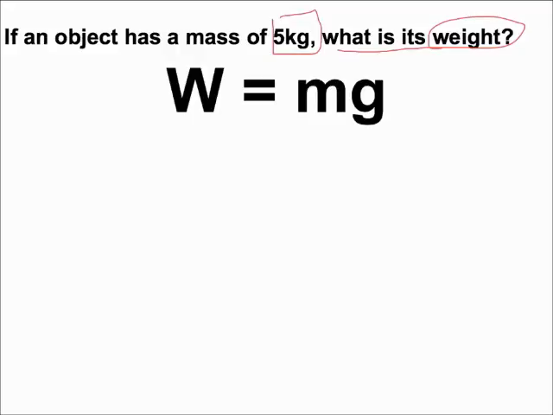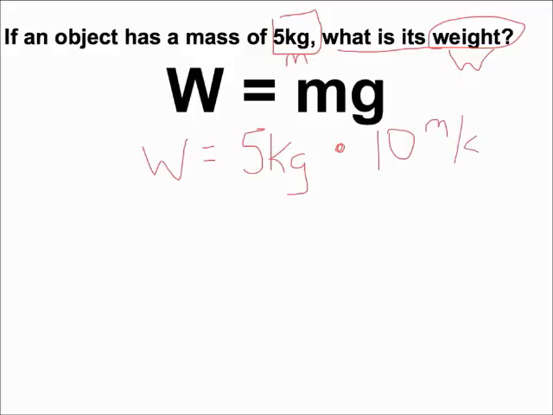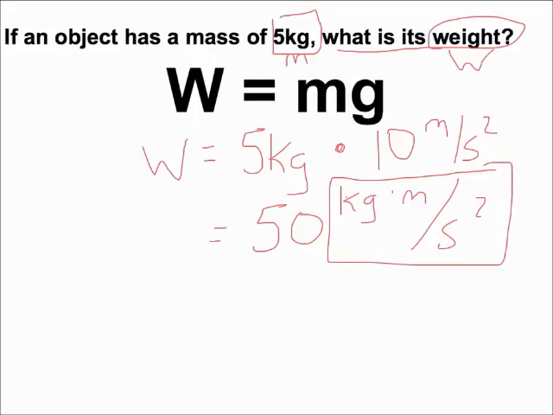Even right next to there, what's being asked? A mass of 5 kilograms, that's m, and weight is big W. So let's go ahead and plug this in. We don't know what weight is, so we're going to leave that as a W, but we do know that the mass is 5 kilograms, and we know that g is 10 meters per second squared. So if we multiply this together, what we get is 50, and the units would be kilograms meters per second squared, and that's actually what newtons really means. So this weight is 50 newtons.